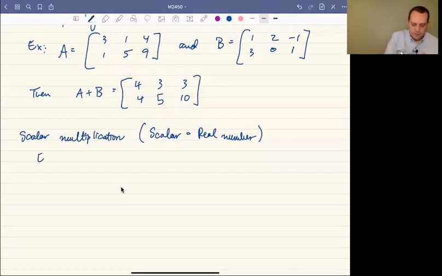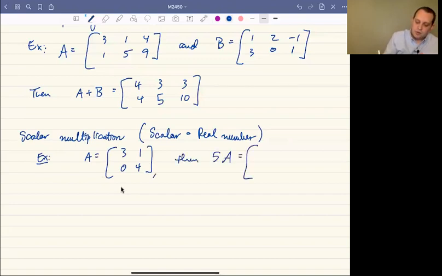So for example, if A is, let's just make it a square matrix, 3, 1, 0, 4, then 5A is going to be the matrix where we take each value of A and multiply it by 5. So we're going to end up with 3 times 5, 1 times 5, 0 times 5, and 4 times 5. So the matrix 15, 5, 0, 20 will be 5A.